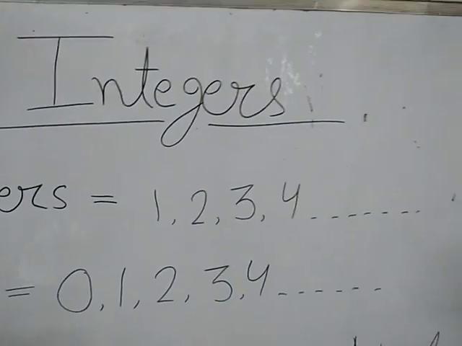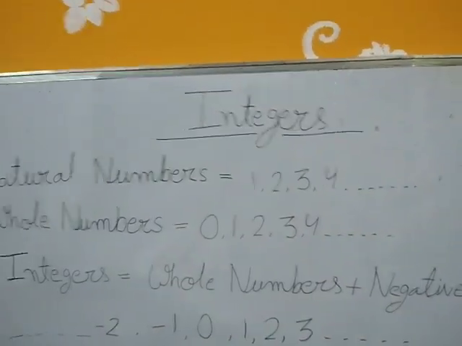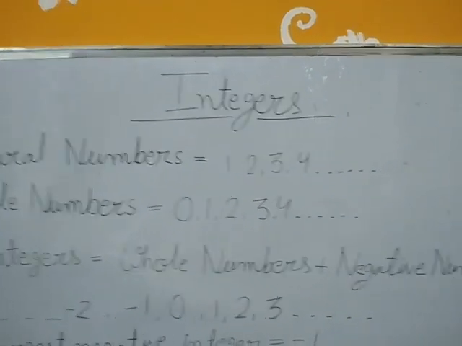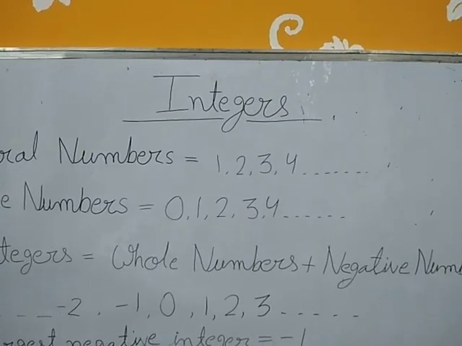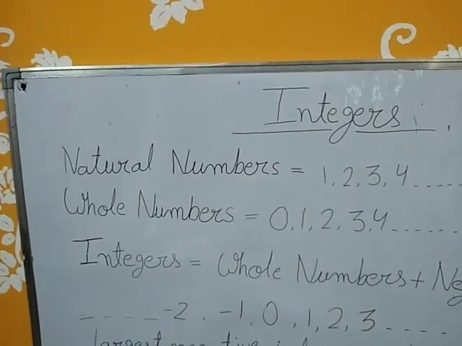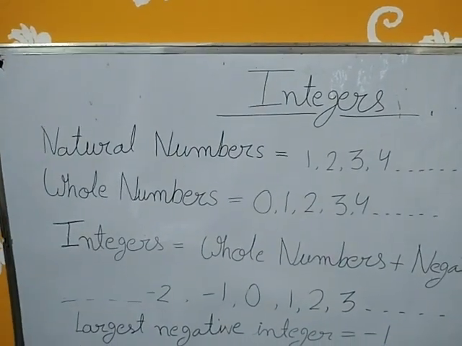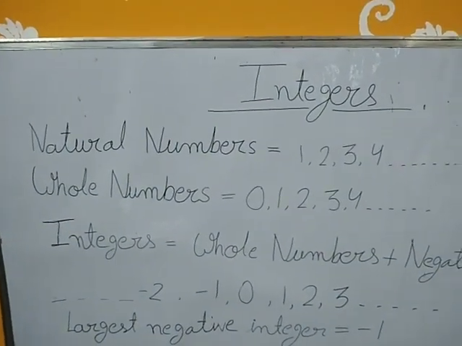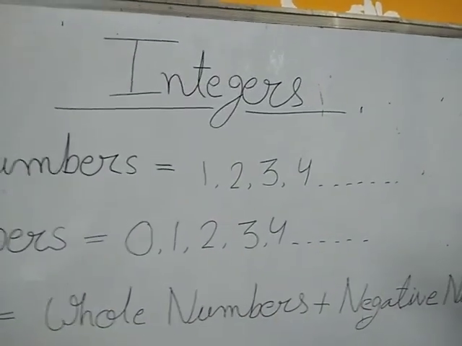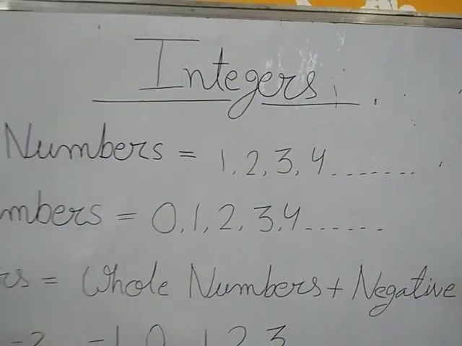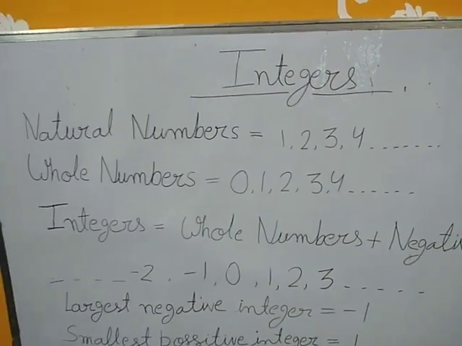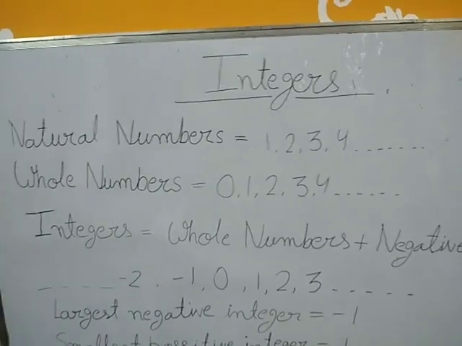Now tell me, students, what is the smallest natural number? Yes, it is 1. And what is the largest natural number? It is undefined. Similarly, what is a whole number? When we add 0 to natural numbers, it becomes a whole number. So you can see 0, 1, 2, 3, 4. These are all whole numbers. What is the smallest whole number? 0, and the largest is not defined.